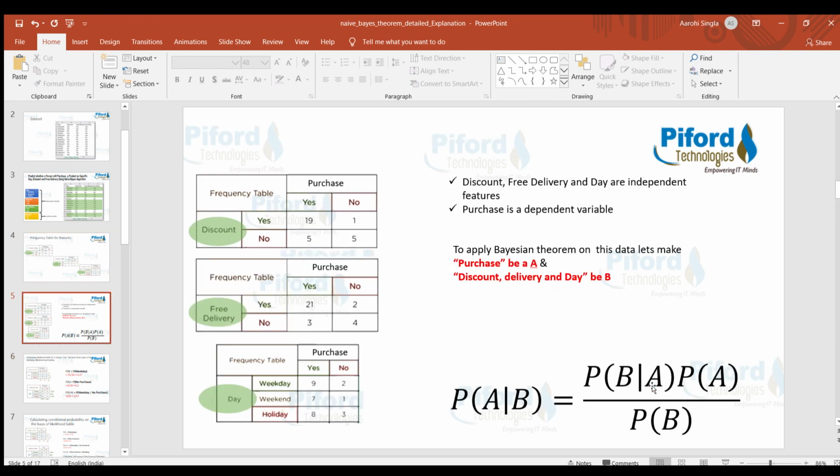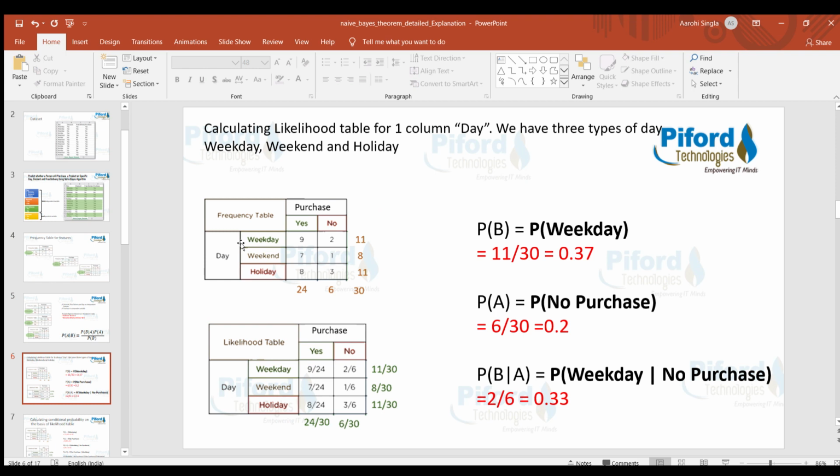As I've told you earlier, see how many total records belong to weekday, whether it is yes or no, that doesn't matter. Just see how many records were there for weekdays. 9 yeses and 2 no. Total 11 records were there for weekdays. And how many records were there for weekend? 7 yeses and 1 no, means total 8 records. And how many records were there for holiday? 8 yes and 3 no, that means total 11.